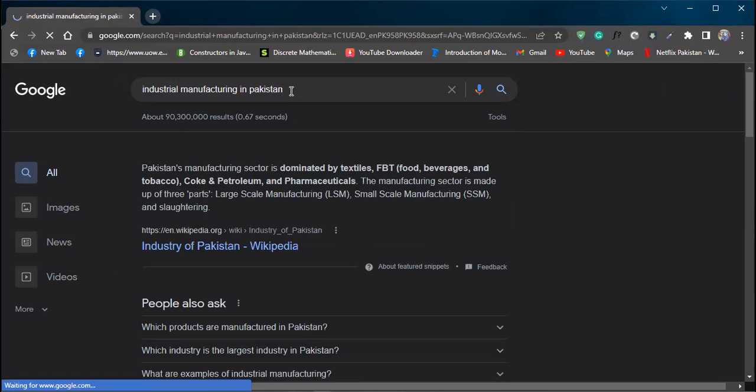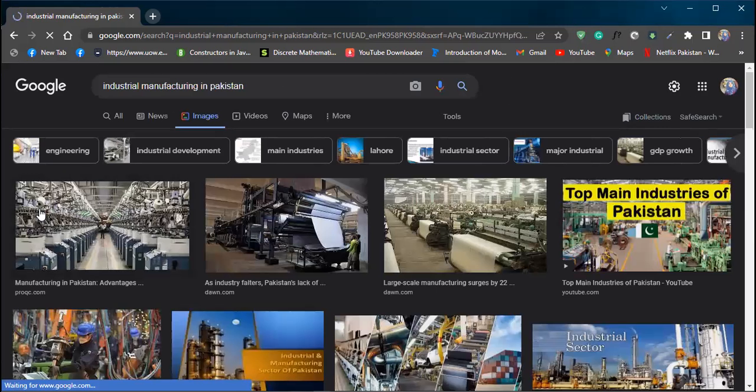Have a look at the industrial manufacturing in Pakistan. Pakistan's manufacturing sector is dominated by textile, food, beverages and tobacco, coke and petroleum, and pharmaceuticals. The manufacturing sector is made up of three parts: large scale manufacturing, small scale manufacturing, and slaughtering. Here are some pictures of the most famous industrial estates in Pakistan.